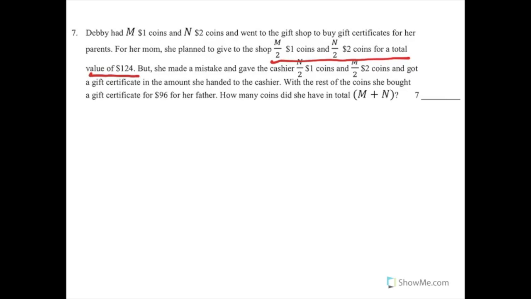And what we can get is that there are m over 2 $1 coins and n over 2 $2 coins. And these values combined give us 124. The second equation is a bit more complicated to set up, but essentially what we need to see is that the coins that she used to purchase the gift certificate for her father is whatever total that she had, subtracting what she spent on her mother's gift certificate.